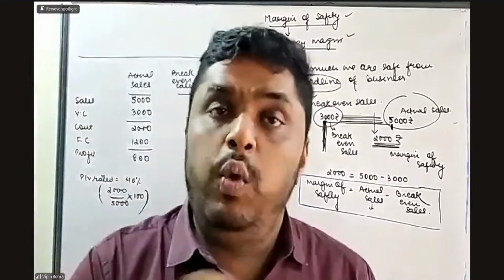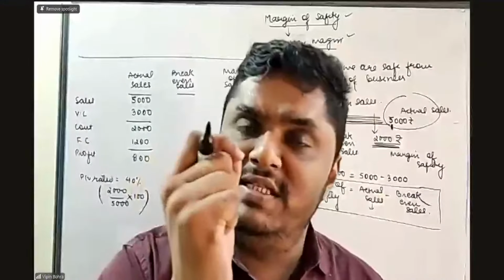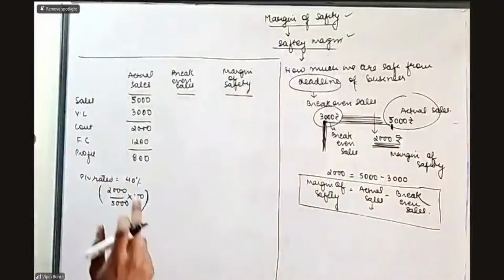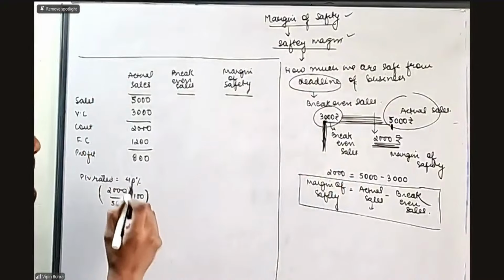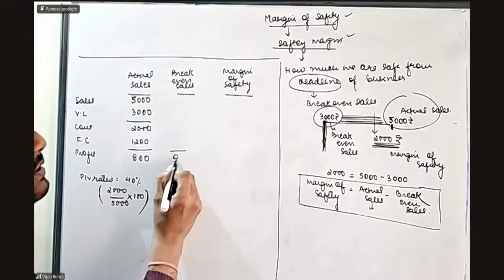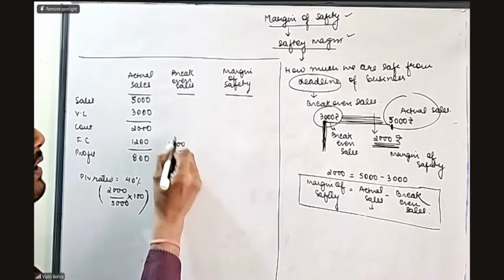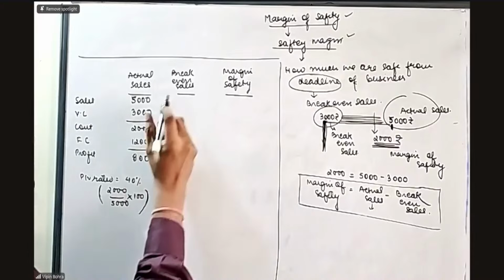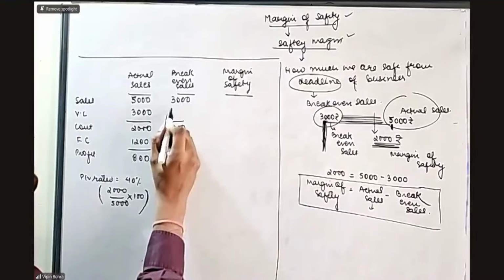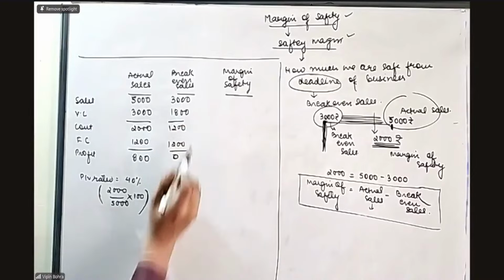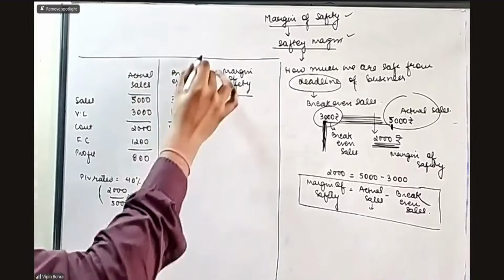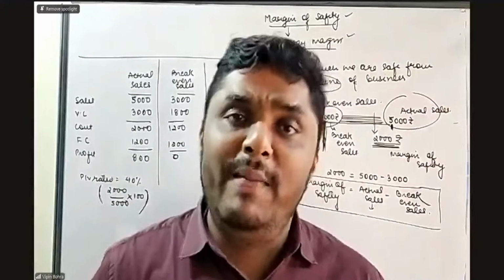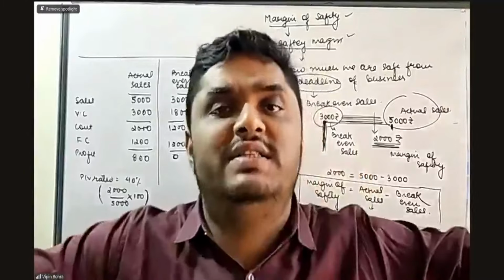Now, what will be my break-even sales? Break-even sales is the sales where there is no profit, no loss. So we can say my break-even sales will be 1,200, the fixed cost. So 1,200 is equal to 40%. So this will be 3,000. So 1,800 will be my variable cost. So at break-even sales, after recovering my variable cost, my fixed cost is recovered.